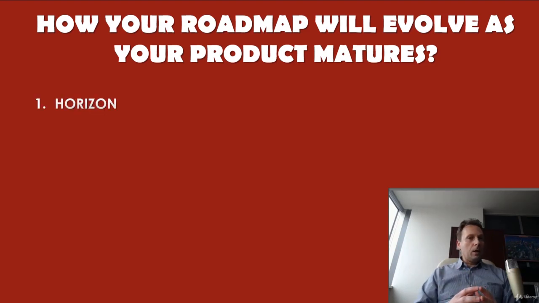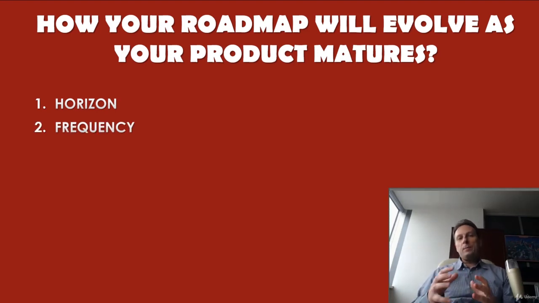So first one is horizon. Startups have a much harder time predicting future requirements and opportunities for the product, and therefore their roadmaps probably won't go too far in the future, or if they do, with some very large asterisks. Established products can make long-term plans. They have a better understanding of their customers and their market. Frequency. When you are young and scrappy, you need to always be shipping. More mature products can space out their releases with less urgency.